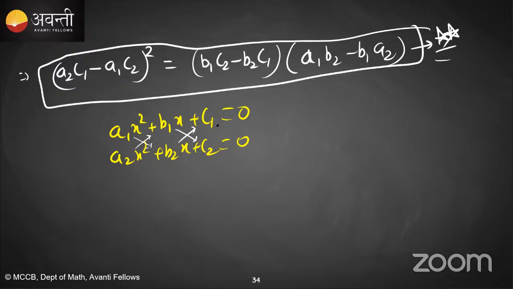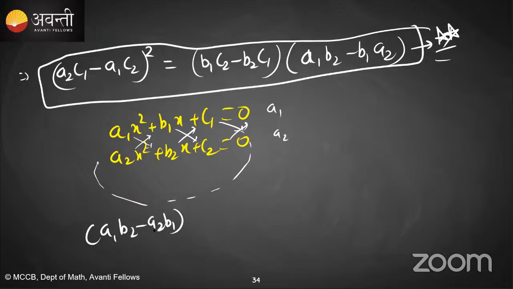Now see, c1 c2 are in the extreme, right? So now you have to cross multiply with the first term, it means cross multiply with the a1 a2, right? Is this clear? So देखो cross multiply करो, what you will get? a1 b2 minus a2 b1, राइट?